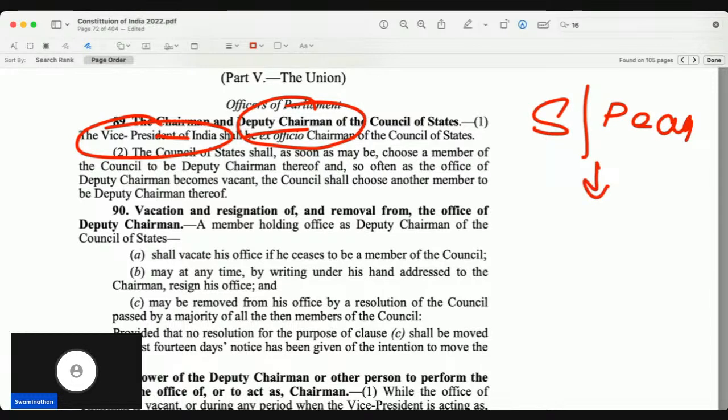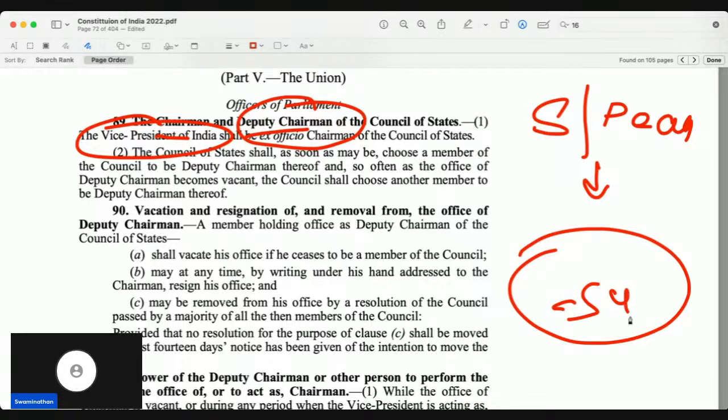So after the Lok Sabha has been constituted, the 543 members will sit together and elect one speaker. So the speaker is one of the persons who is from the house itself. But here the Vice President is an outsider. He is not a member of the Rajya Sabha.